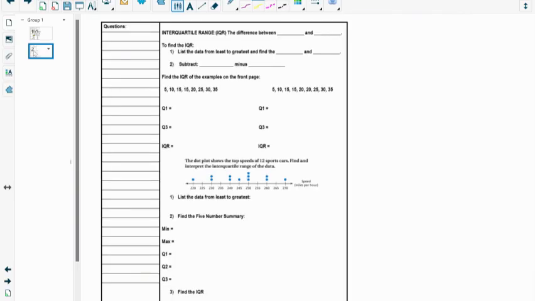Last skill I'm going to teach you today is the interquartile range. So we know the range of a data set is the difference between the max and the min. We subtract our smaller number from our biggest number. So the interquartile range, which makes sense, we would find the difference between our largest quartile, which is Q3, and our smallest quartile, which is Q1. So first thing we would do is list our data least to greatest, find the Q3, find the Q1, and then you subtract Q3 minus Q1.